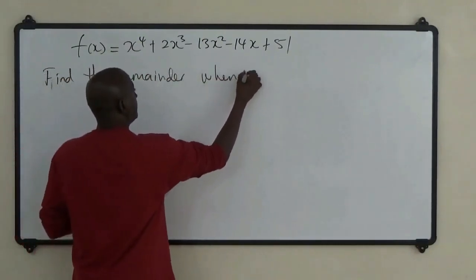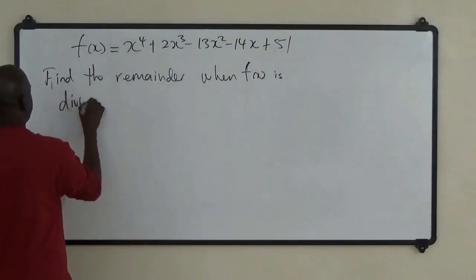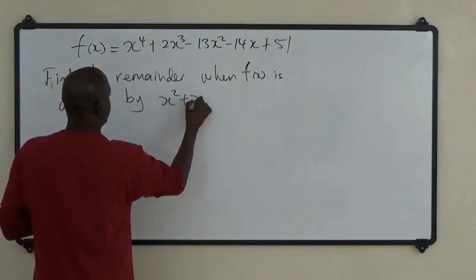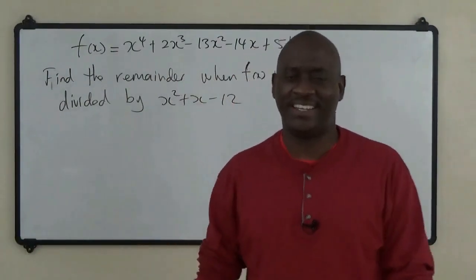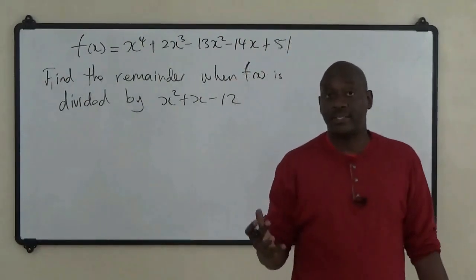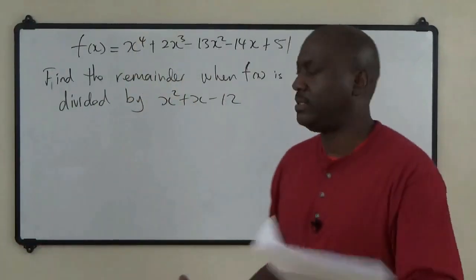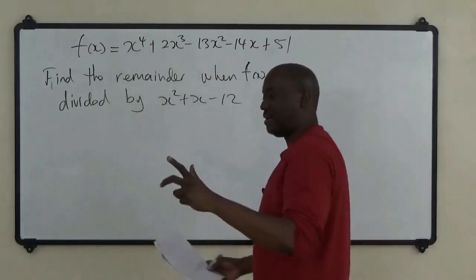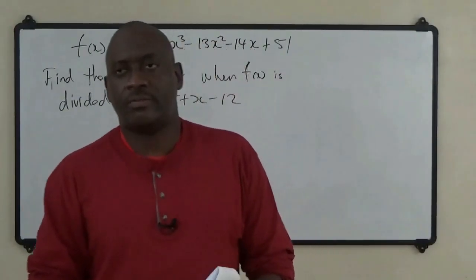when f of x is divided by x squared plus x minus 12. So things start to get nice now. Instead of just having a linear divisor as we would have had in the last video, we now have a quadratic divisor. But the dividend is a power of 4, so we could tell that the division wouldn't be too strenuous from an arithmetic perspective.